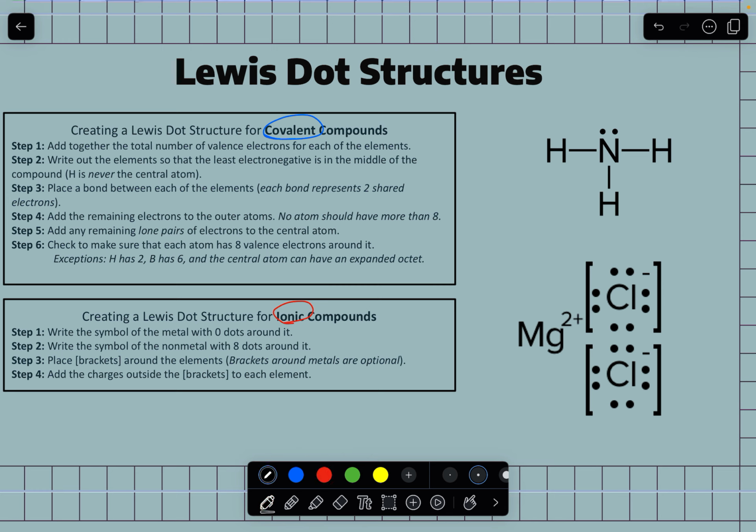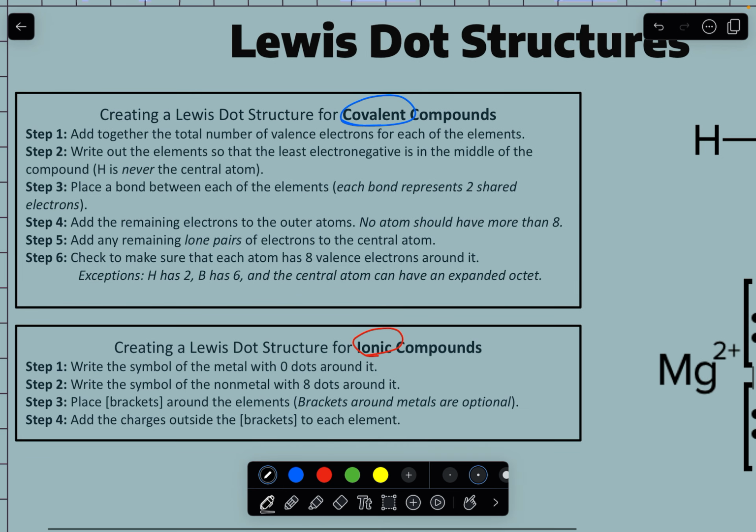Okay, so steps for doing covalent. Let's do this together. We're going to do step by step for NH3. Step 1 is we're going to add the total number of valence electrons for each element. The valence electrons, remember, we get from the group numbers. So nitrogen is 5, hydrogen is 1, but we have 3 of those, so 1 times 3. And we're going to add them up for the different elements. 5 plus 1 times 3 is going to be 8. We have 8 total valence electrons.